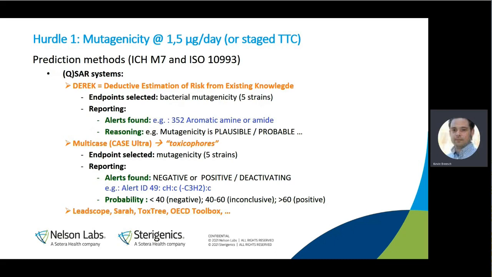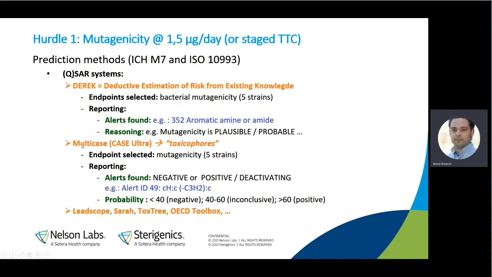Alternatively, you can refer to prediction software models, so-called QSAR systems. They are looking at structural activity relationships. There are rule-based in combination with a statistical-based system you have to apply. Here you see also five strains, so five different strains, a combination of E. coli and Salmonella. And they find alerting structures like aromatic amine or an amide. And then they come up with a reasoning, well, since this aromatic amine is there, mutagenicity is plausible or probable.